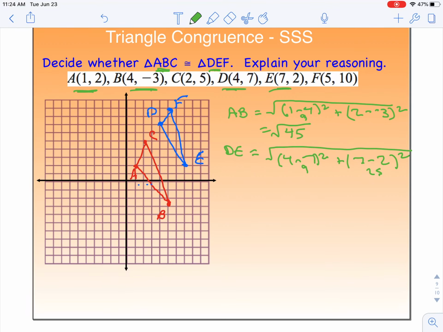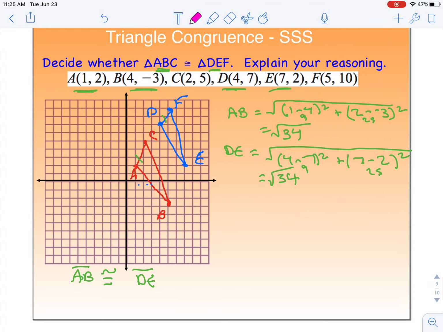Just double checking my work, I did some math wrong earlier, because this should have given me 25 and 9, which is 34. Sorry about that. I thought the first two segments were at least equal. So this gives me the square root of 34, and this also gives me the square root of 34. So right now I know that segment AB is congruent to segment DE. So I can mark these two congruent.